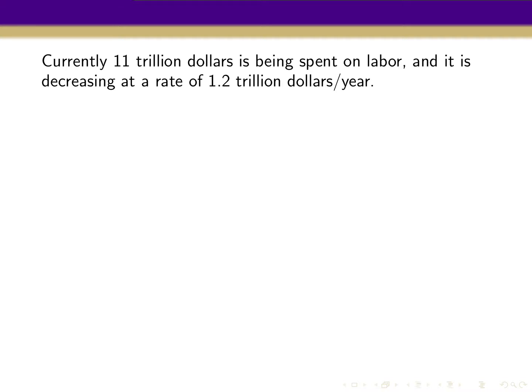Okay. So suppose we have that currently there are $11 trillion spent as labor, the same as we had before, but now we know that the amount being spent on labor is actually decreasing at a rate of $1.2 trillion per year. So the $11 trillion spent on labor means that right now L of t is 11. And the decrease of $1.2 trillion a year is talking about the rate of change of labor, and so that is the derivative of labor. And it's going to equal minus 1.2. The minus sign is because it is decreasing.